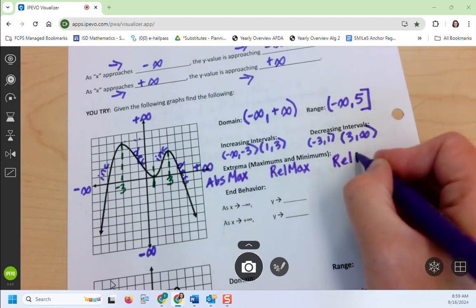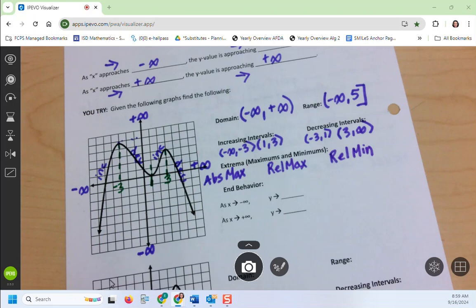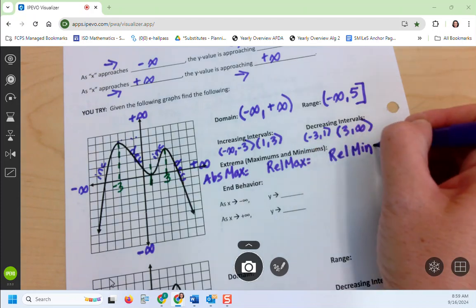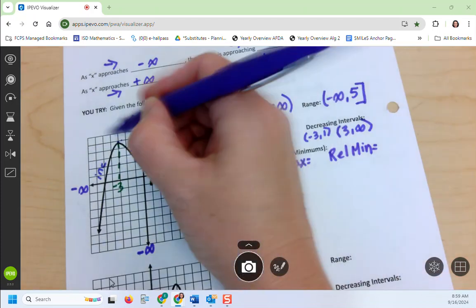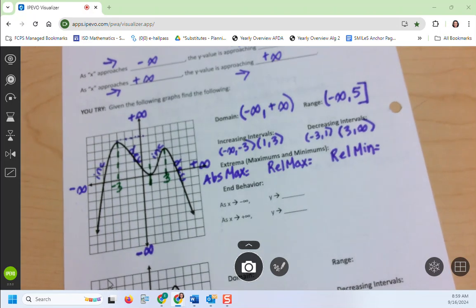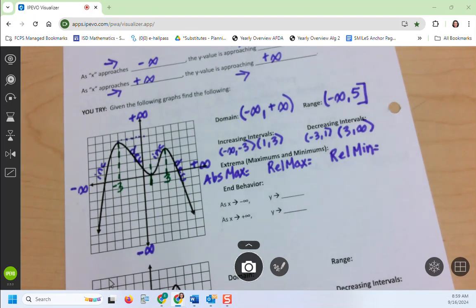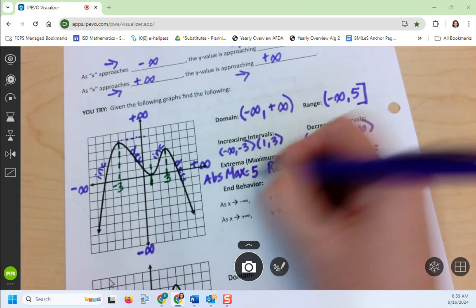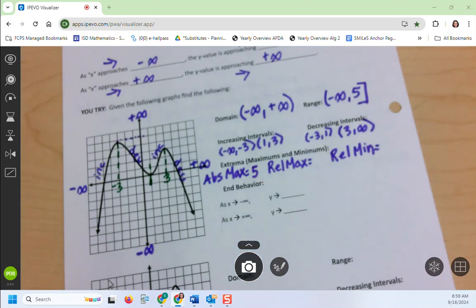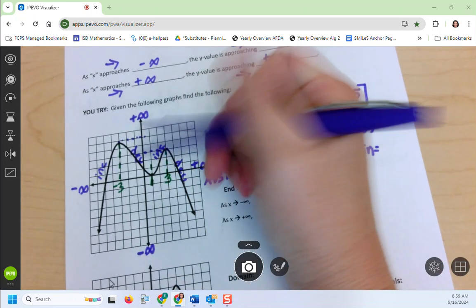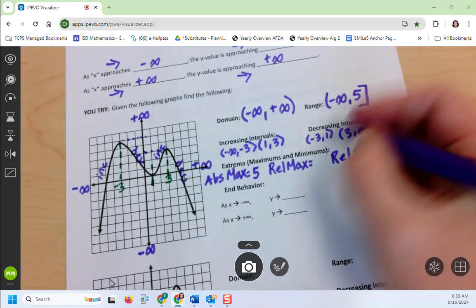All right, there's not a lot of room here. So remember how I told you the y value is the important part of the extrema? We're just going to identify the y values here. Absolute maximum, what is the highest y value on the whole graph? You guys remember that number? It was 5, right? So your absolute maximum is 5. Relative maximum is going to be the other mountaintop. What's the y value of that? 3 is right, yeah.